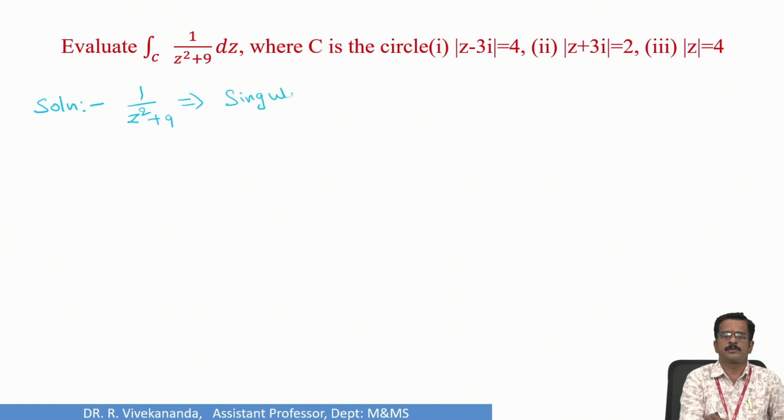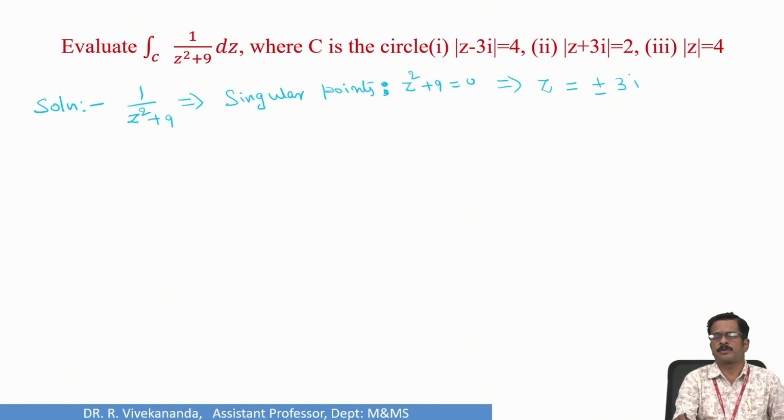Singular points means you just equate the denominator to 0. From this you will get z equals plus or minus 3i. z equals plus or minus 3i are the singular points. We evaluated the singular points.